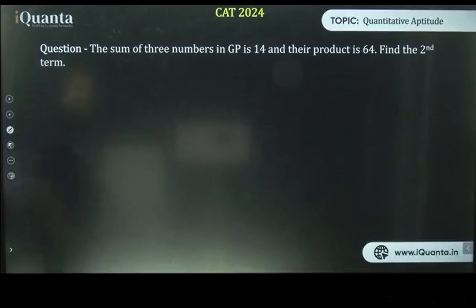Coming to the next one. The sum of the 3 numbers in GP is 14 and the product is 64. Find the second term. Very simple question. Very much similar to what we did with arithmetic progression. Same kind of questions.